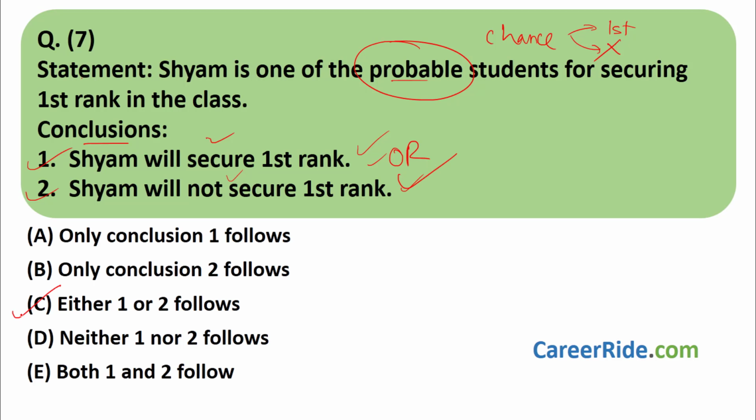So the answer is C, and it is not D. There is a difference between either 1 or 2 follows and both 1 and 2 follow. In the case of both, both have to be true; both will happen. In this case both will not happen. And in option C it is either 1 will happen or 2 will happen. Okay. Moving to question number 8.